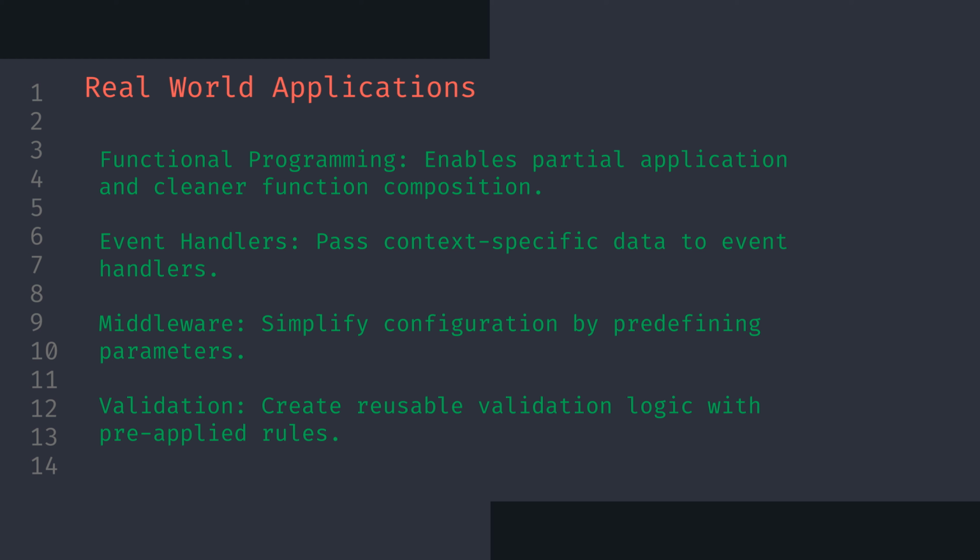Currying is widely used in functional programming for partial application and function composition. It also simplifies tasks like event handling, middleware configuration, and validation logic by allowing us to predefine parameters and reuse functions in different contexts.